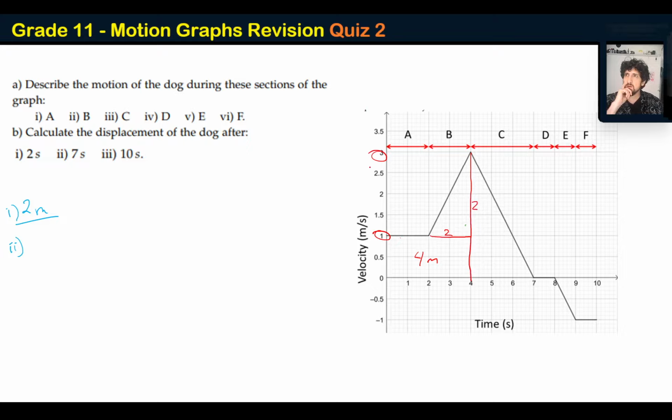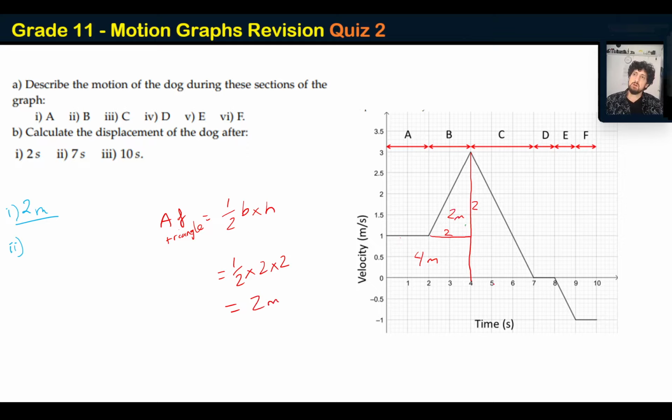It's not to scale, obviously, so it's going to be 2 times 2, which is 4, but then you've got to cut it in half because it's a triangle. Okay, so it's half base times height. Area of a triangle equals half base times height. So it's half times 2 times 2, which is equivalent to 2 meters, because 2 times 2 is 4, and half of that is 2 meters.